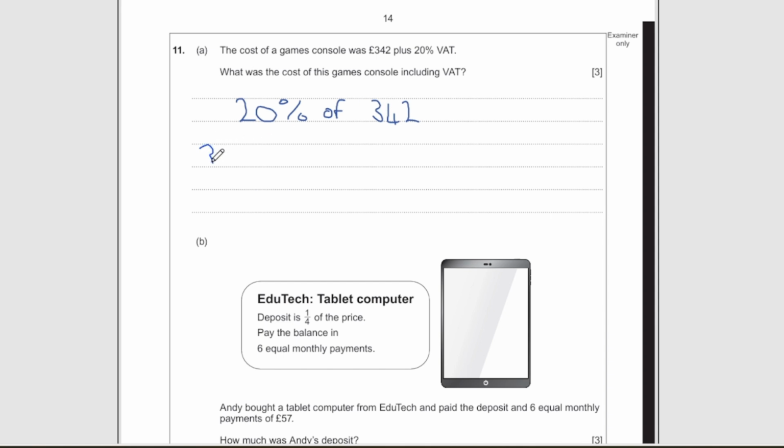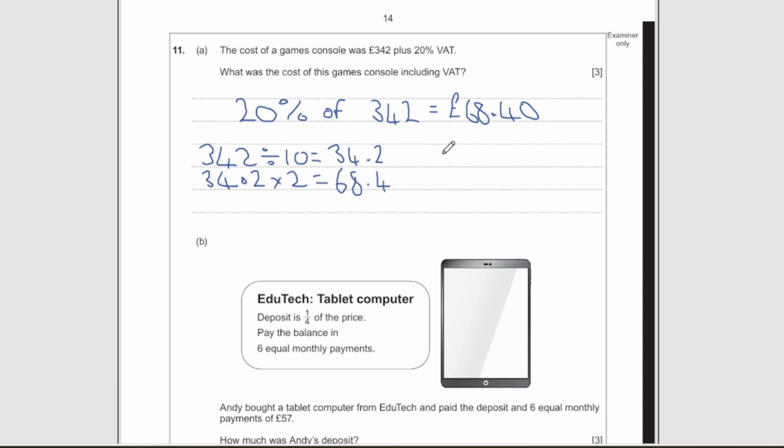So 342 divided by 10 equals 34.2. 34.2 times 2 equals 68.4. So £68.40 is 20%. Then we just need to add it on.